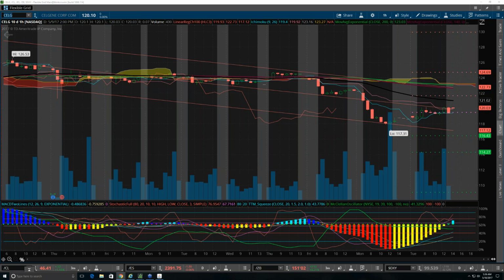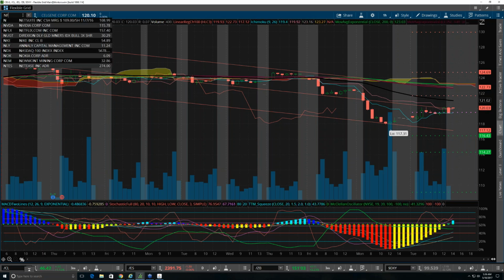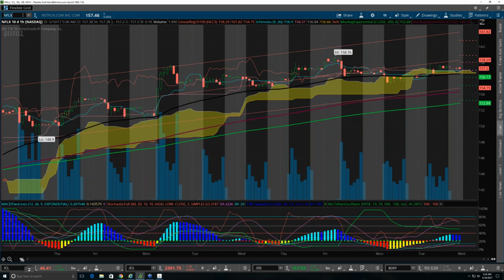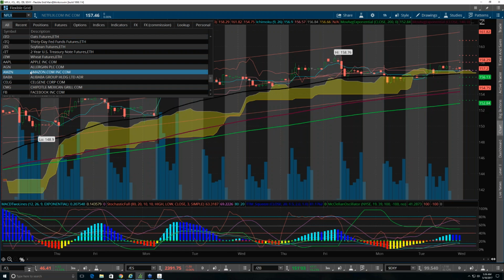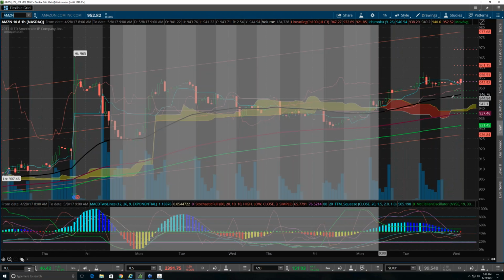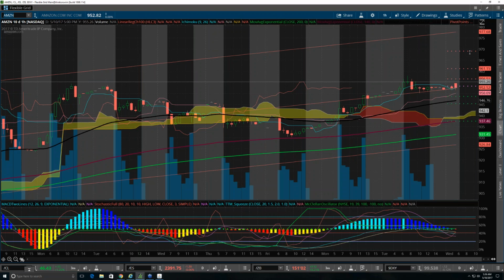Netflix sitting there. Close over 159, I'll start looking again. Right now, in no man's land. Amazon. We told you yesterday, 956, just a monster. Any close over 956, and this thing just goes rippy mode. Does it go? Don't know. Back under 949 is 946. Under 946, 935. Way lower. Can you get through 956?